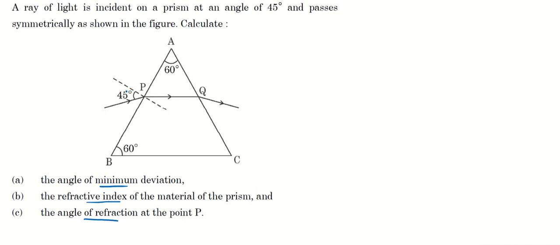So first, let's try to understand this symmetrically. The light passes symmetrically, which means that it just goes parallel to the base, and also the distance AP equals AQ. And all these situations actually represent minimum angle of deviation.